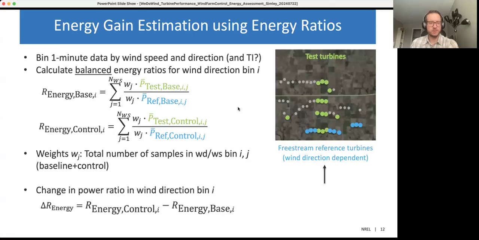Okay, so then we have these energy ratios for the baseline and control periods. And then we can look at the change in energy with wind farm control just by looking at the difference between the energy ratios during wind farm control and baseline.